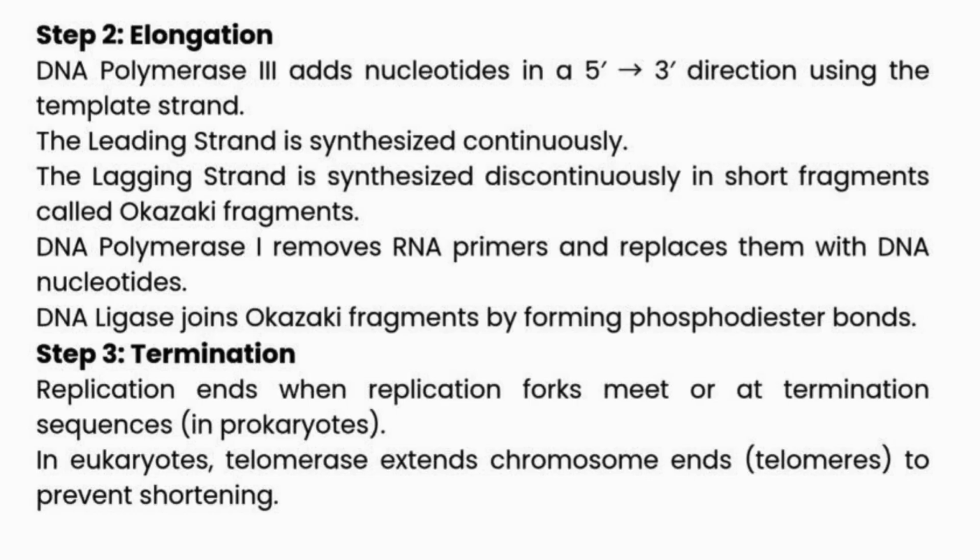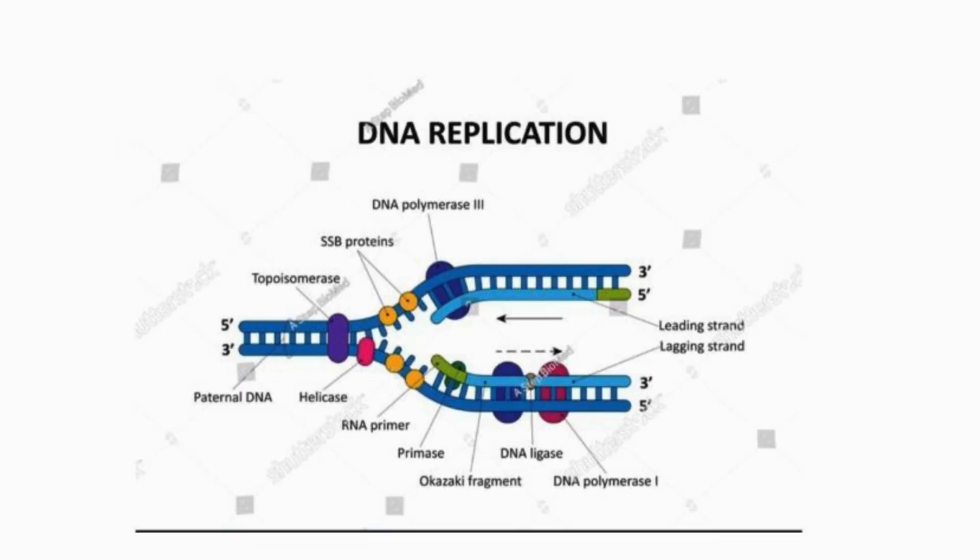Step 3, termination. Replication ends when replication forks meet, or at termination sequences in prokaryotes. In eukaryotes, telomerase extends chromosome ends, the telomeres, to prevent shortening. Study the image showing DNA replication.